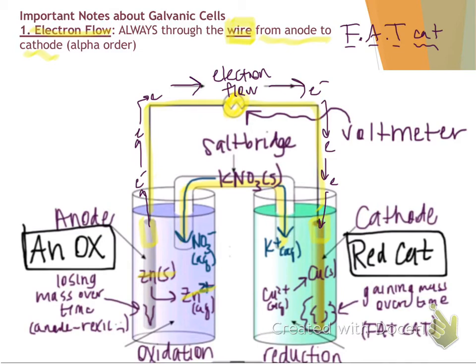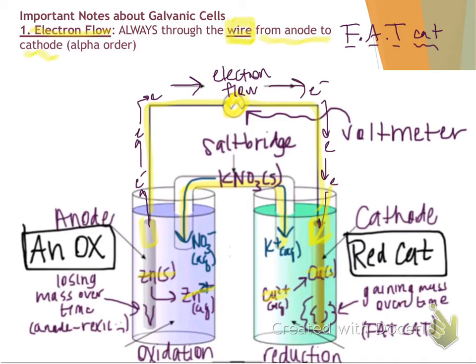Well, at the cathode, we have reduction happening. Reduction is a gain of electrons. So our copper 2+ ions in solution are gaining those electrons that are flowing to it to turn into that copper solid onto the cathode there.